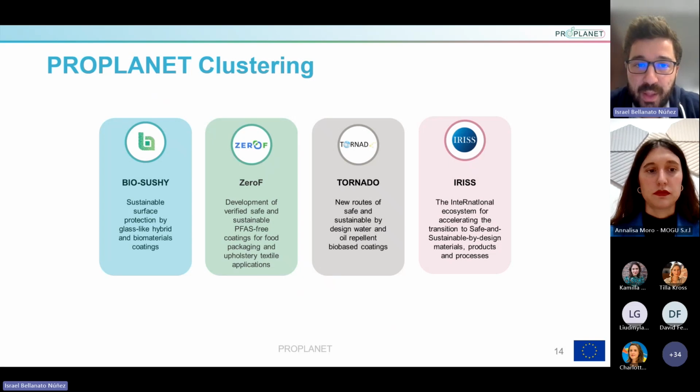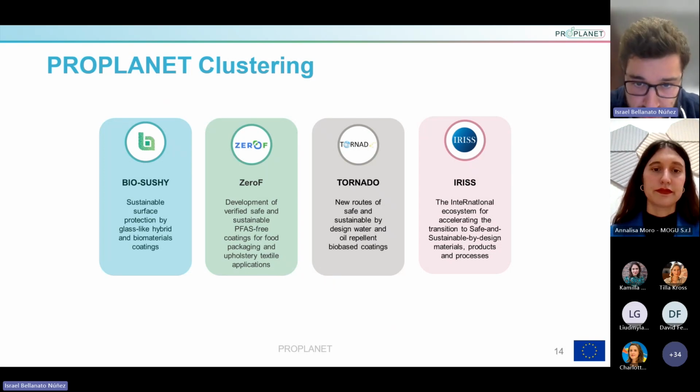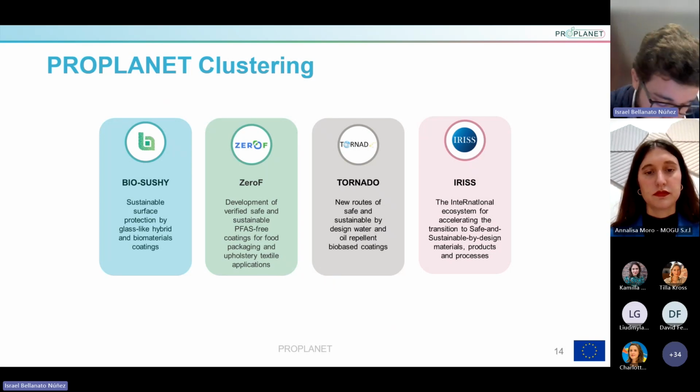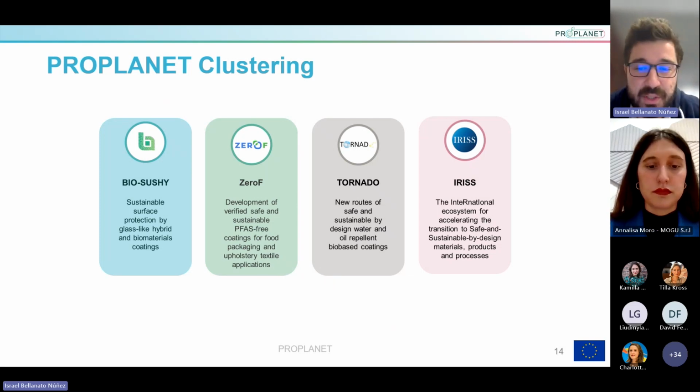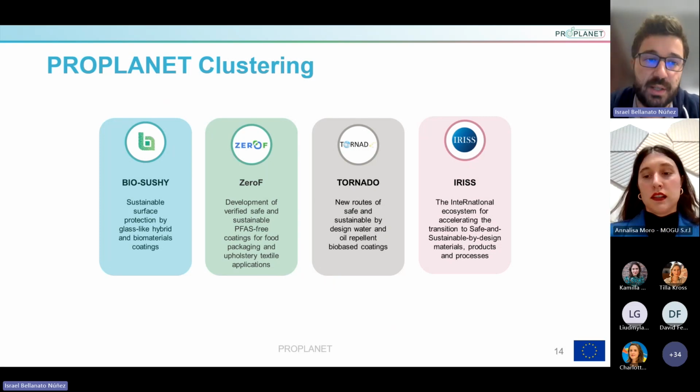As for the clustering of ProPlanet, we're in relation with all these projects: BioSushi, which deals with the sustainable surface protection by glass-like hybrid and biomaterial coatings; Zero F, which covers the development of verified safe and sustainable PFAS-free coatings for food packaging and upholstery textile applications; Tornado, which covers new routes of safe and sustainable by design water and oil repellent bio-based coatings; and of course, Iris, which is also a member of ECOSYSTEX, as you all could see in a previous presentation today. They are the international ecosystem for accelerating the transition to safe and sustainable by design materials, products, and processes.